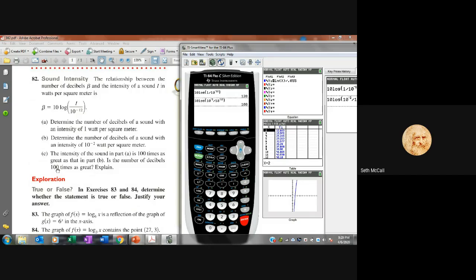So every time you go from 50 decibels to 60 decibels, that's a 10 times greater. 60 to 70 is 10 times greater. And so it continues to build. So if you go from like a 60 to an 80, that's 10 times 10, which is 100 times greater. And so the answer here is the number of decibels 100 times greater? And the answer is no. The decibels, the numbers themselves, are not linear. Therefore, this is not 100 times greater than this.